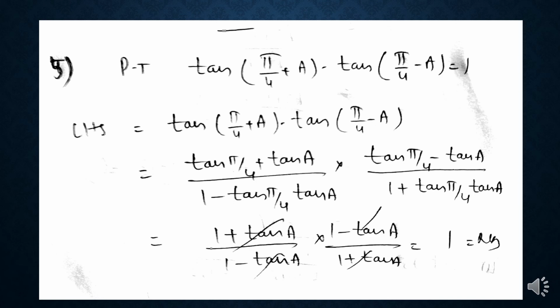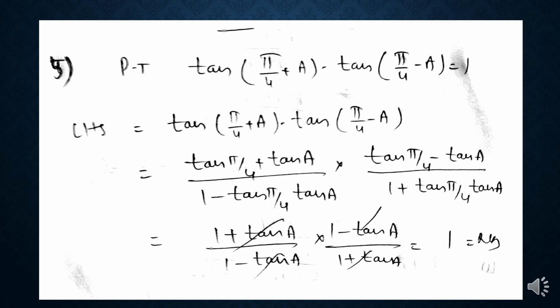What is tan of a minus b? The second function is in the form of tan of a minus b. Tan of a minus b is equal to tan a minus tan b by 1 plus tan a into tan b. So what is a here? A is equal to pi by 4. What is b here? B is equal to a. A is equal to pi by 4 means 45 degrees.